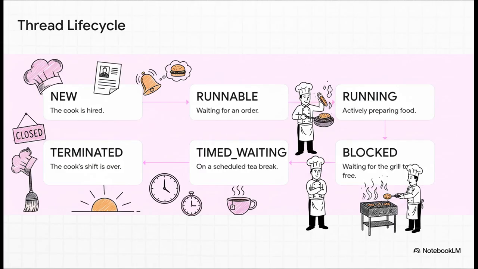The second you call start, they become runnable. That means the cook is at their station, ready and waiting for an order to come in. Once the system scheduler gives it some CPU time, it's running. Now the cook is actually grilling the burger. But what if the grill is being used by another cook? Well, our cook becomes blocked until the grill is free. If they're waiting for a specific amount of time, like on a scheduled 15-minute break, that's timed waiting. And finally, when the run method finishes, the thread is terminated. Shift's over, time to go home.